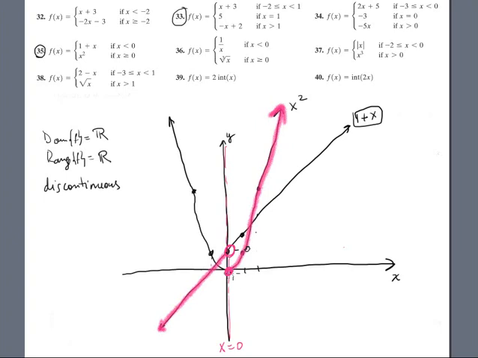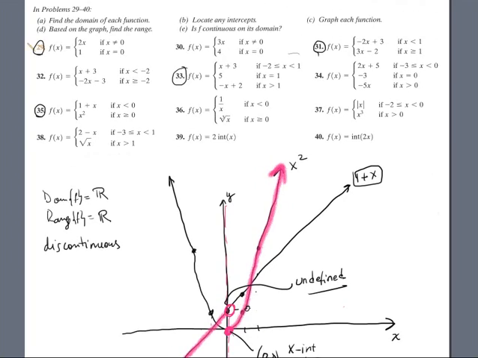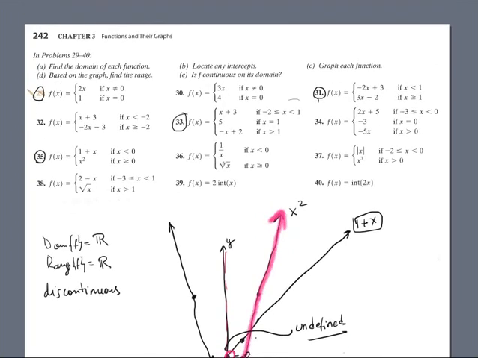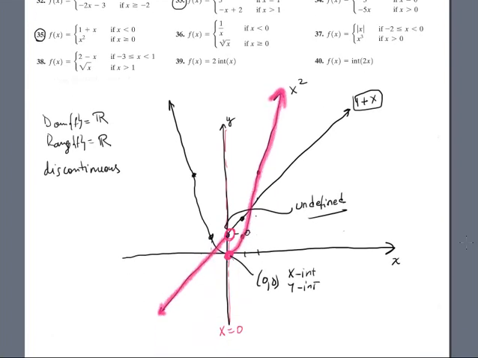Intercept, we have one here, 0, 0. This is both the x-intercept and the y-intercept. And that's it, because this is not an intercept, because at this point the function is undefined. It does not exist here. That is the reason it's empty. One more thing they want: they want domain, range, intercept, continuous graph. Super.